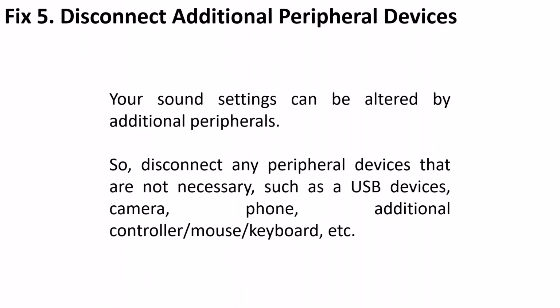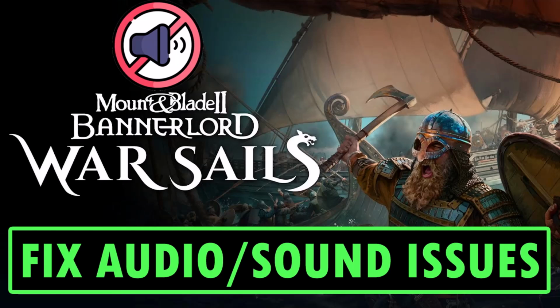And the last solution is to disconnect additional peripheral devices. Your sound settings can be altered by additional peripherals, so disconnect any peripheral devices that are not important, such as USB devices, camera, phone, additional controller, mouse, keyboard, etc. and then check. So I hope by following these fixes, you can easily fix audio or sound issues in Mount and Blade 2 Bannerlord War Sails game.